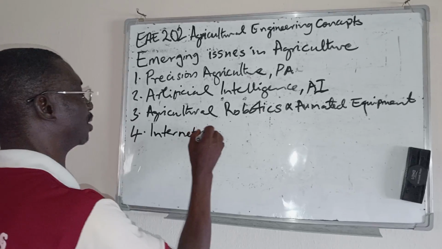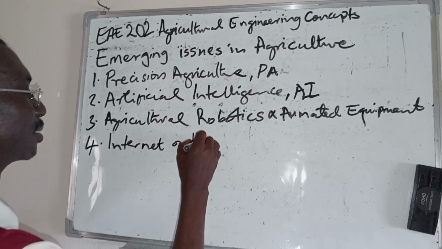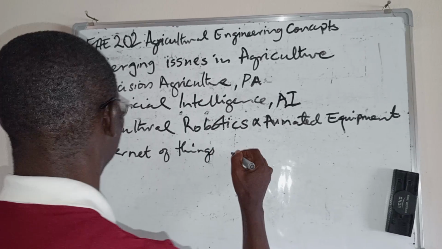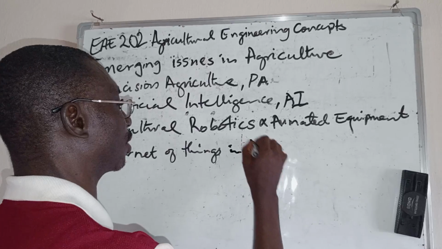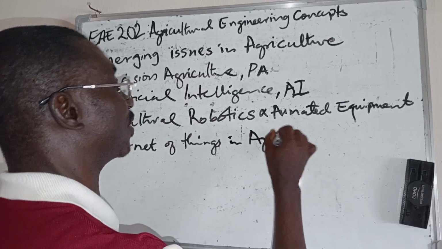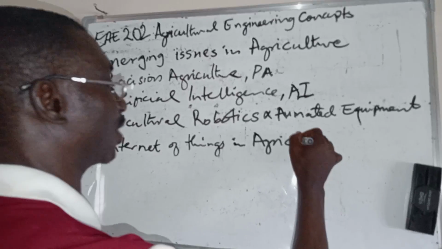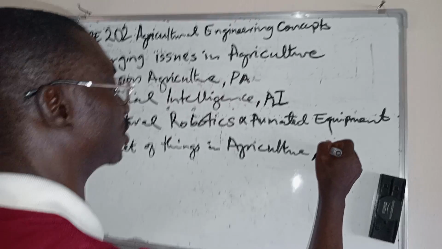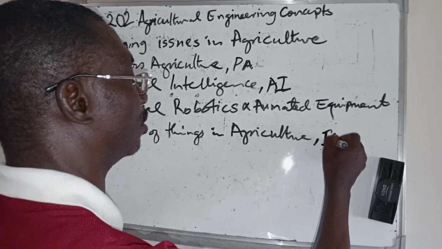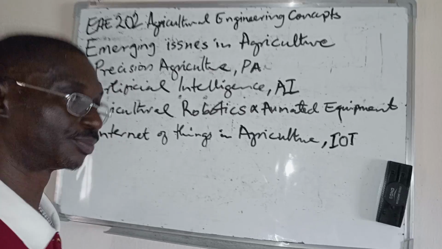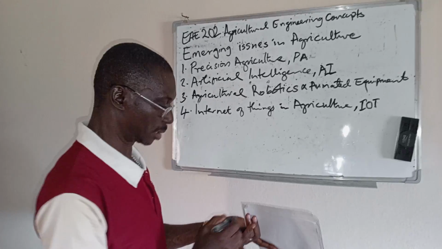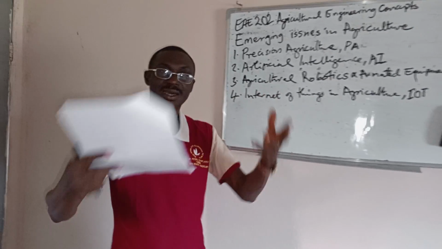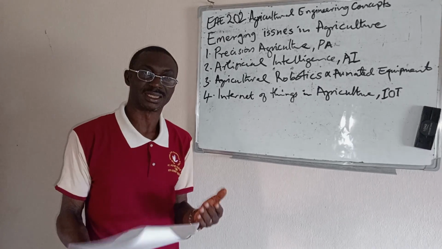Internet of Things in agriculture. Of course, everything we have been talking about here is in agriculture. That's Internet of Things in agriculture, which is IoT, Internet of Things. So this is whereby an environment is created.